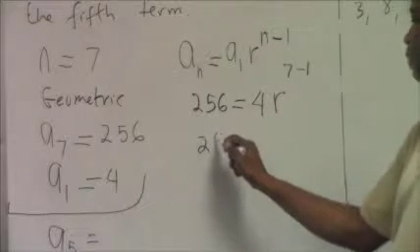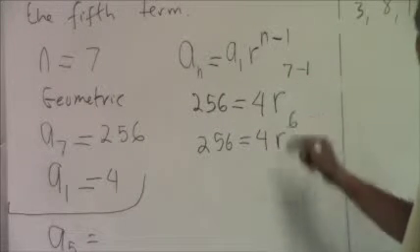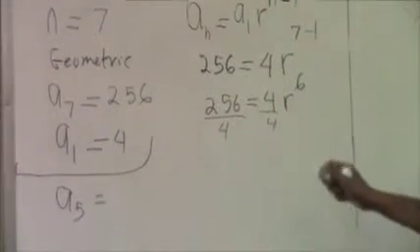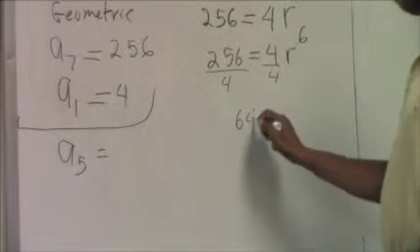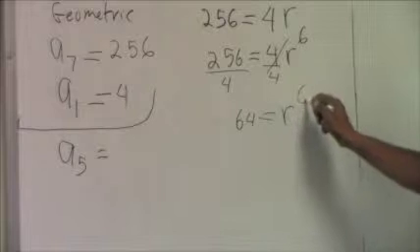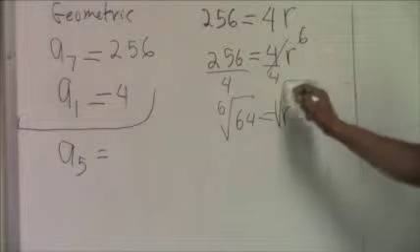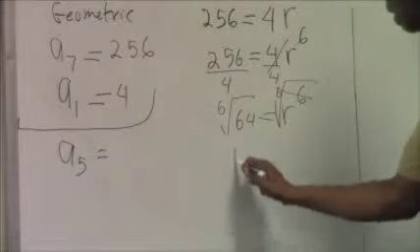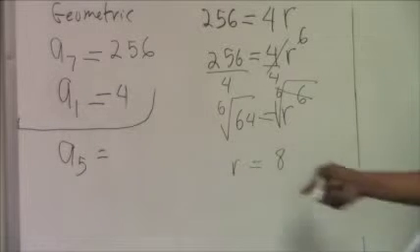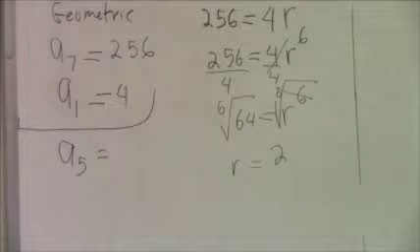So we're going to have 256 equals 4 r to the 6, since 7 minus 1 is 6. We're going to divide both sides by 4. We're going to have 64 equal to r to the 6. Now we're going to take the 6th root of that. That will cancel. So our r is going to be equal to, sorry, our r is going to be equal to 2. The 6th root of 64. That is 2 times 2 times 2 times 2 times 2 times 2 gives us 64.